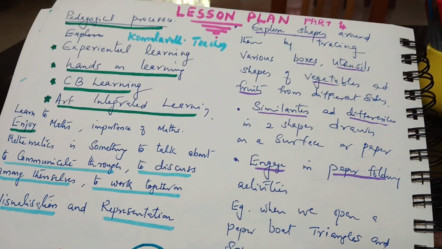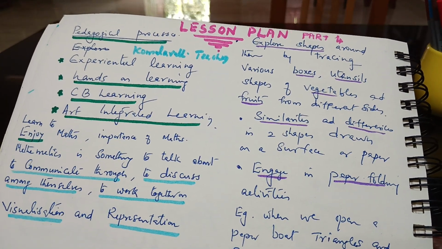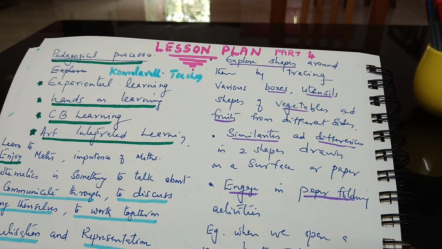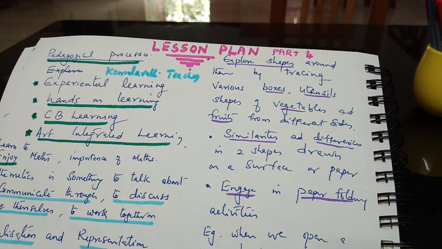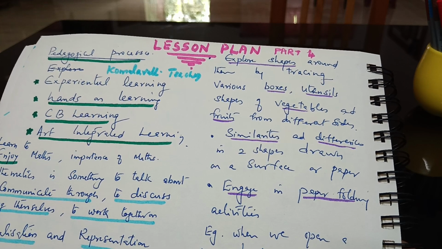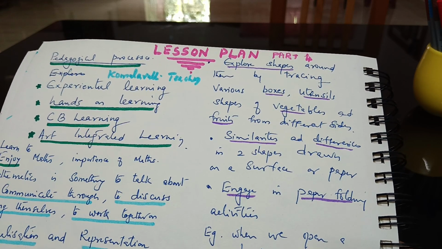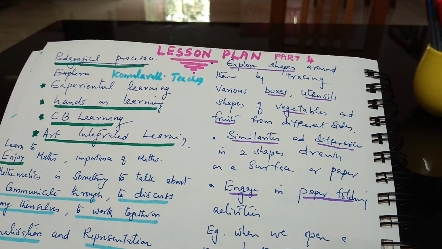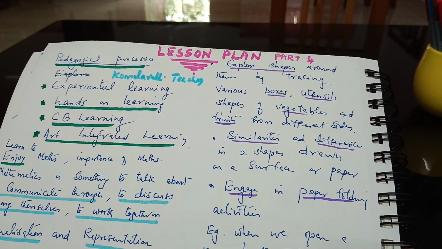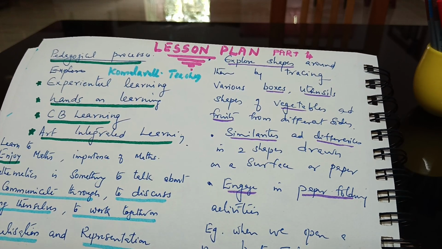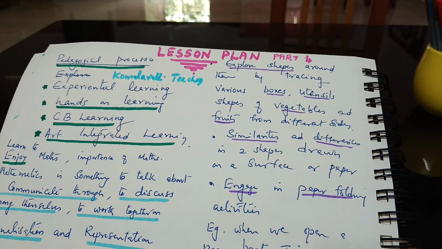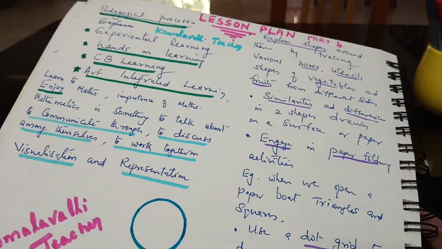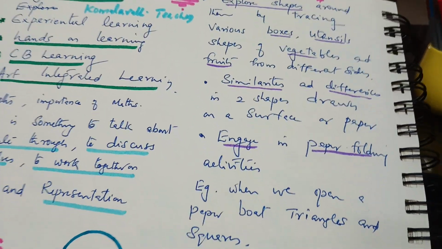And here, explore shapes around them by tracing. So here it is hands-on learning, experiential learning: explore shapes around them by tracing various boxes, utensils, shapes of vegetables, shapes of fruits from different sides. Children are learning the shapes of utensils, boxes, vegetables, etc., and they are understanding the similarities and differences in two shapes drawn on a surface or paper. As far as primary is concerned, they engage in paper folding activities.